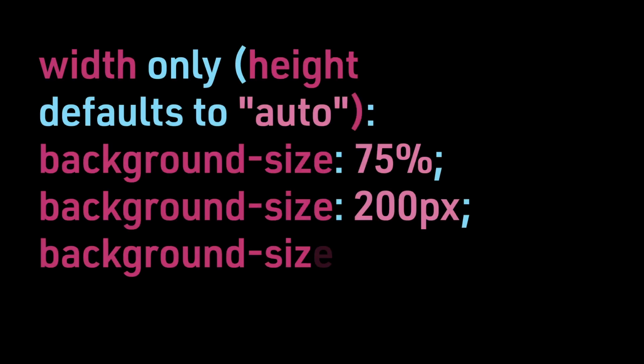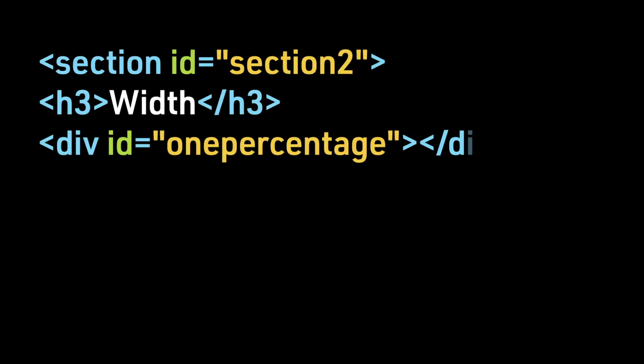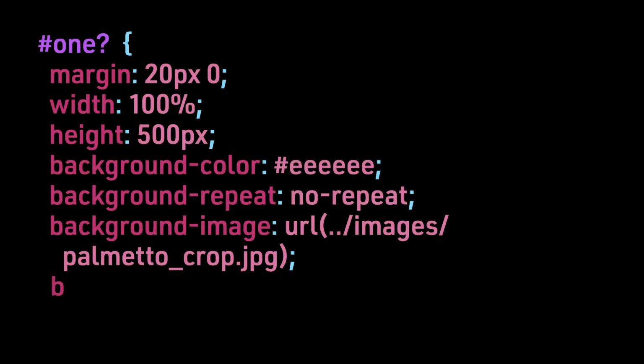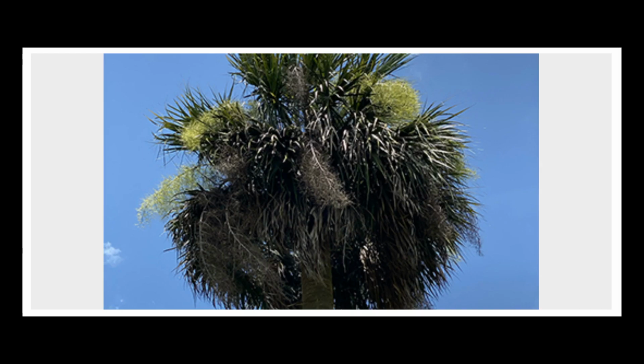Width only. In this case, the height defaults to auto. Background size 75%, background size 200 pixels, background size 20 ems, background size auto. Here is the HTML of our demo file for specifying the width only. We will look at examples of using percentages, pixels, and ems. This is the CSS. The question mark is used to indicate that these can change depending on our example.